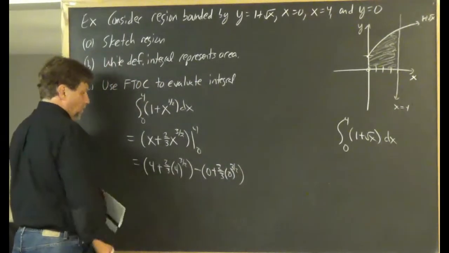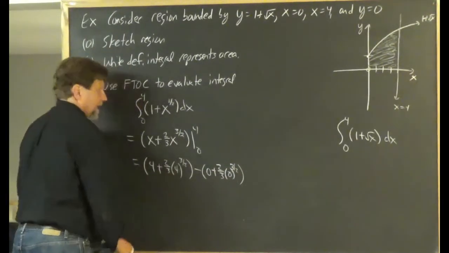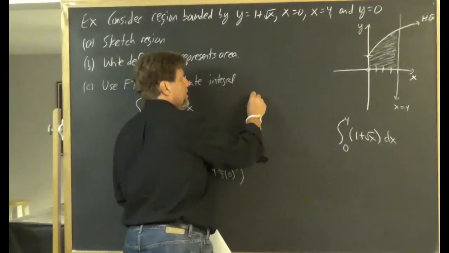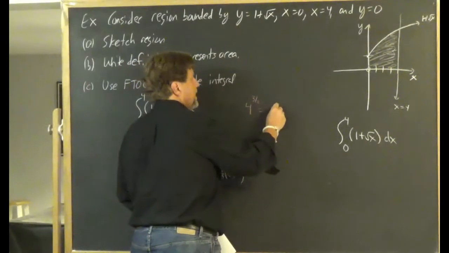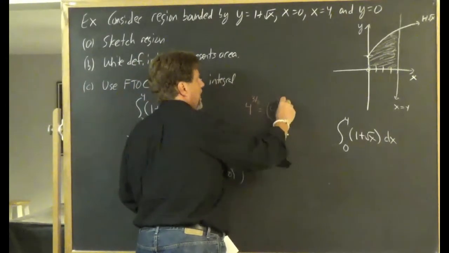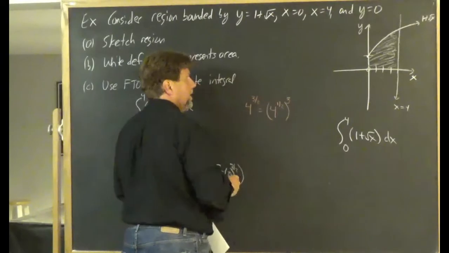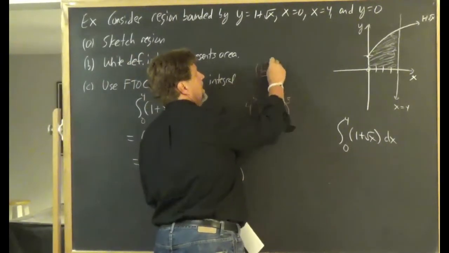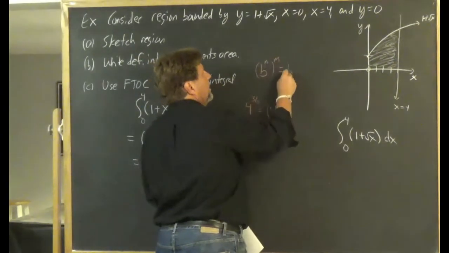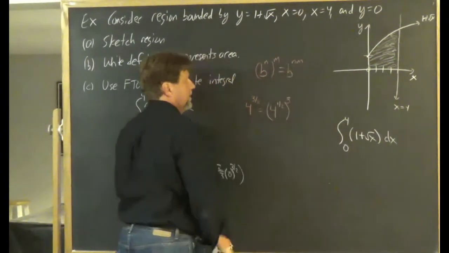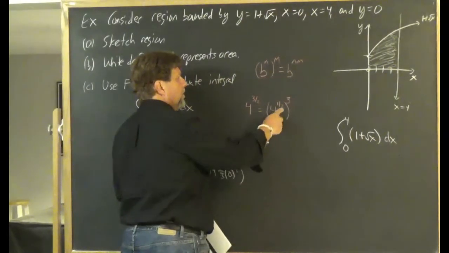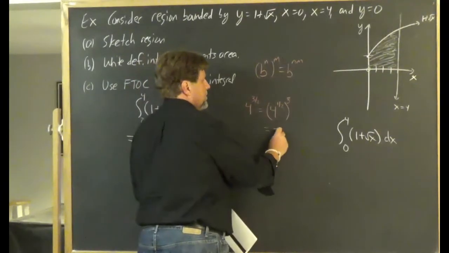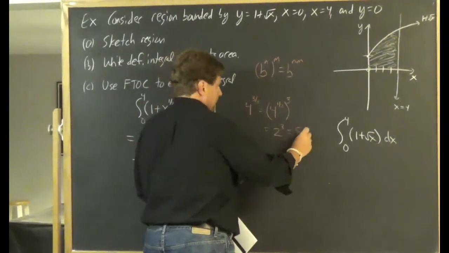So I'm looking at this 4 to the 3/2. I think I can evaluate that without a calculator. 4 to the 3/2 power, that's the same thing as 4 to the 1/2 power quantity cubed. That's an old rule of exponents that says when you have b to the n raised to the m power, you multiply the exponents. Well, 4 to the 1/2 is the same thing as the square root of 4. Square root of 4 is 2, and 2 cubed is 8.